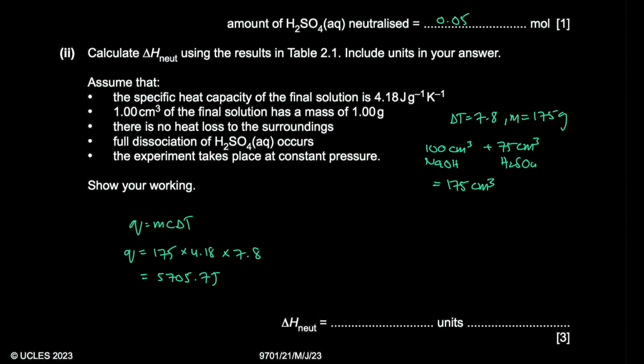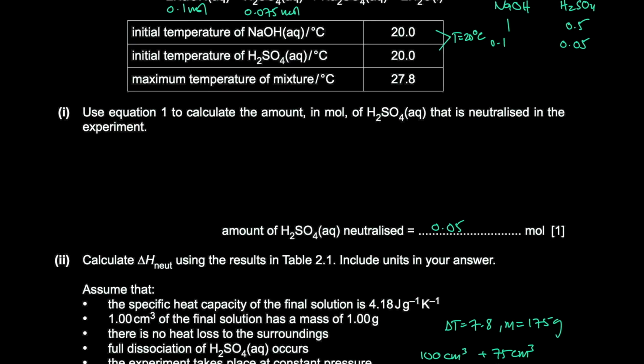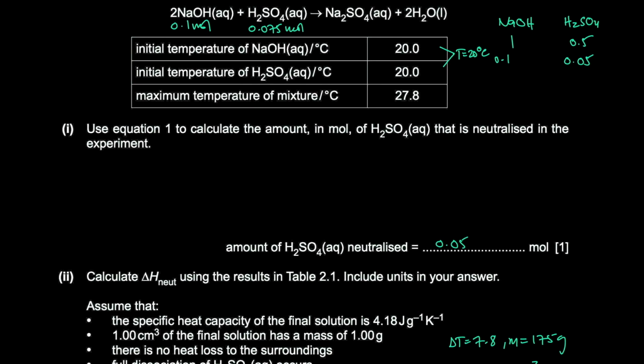We're going to find the enthalpy change of neutralization in kilojoules per mole. You can find it in joules per mole as well, but I'm just going to go with the usual units. So this is equal to 5.7057 kilojoules. Now this enthalpy change is for 0.1 moles of water formed. Again, we have 0.05 moles of sulfuric acid reacting.